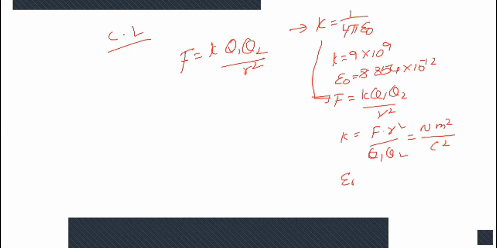Epsilon naught is what we call permittivity. So the unit of epsilon naught is the inverse of K. It is C square by Newton meter square. So these are your units and these are your relations. This is Coulomb's law equation.